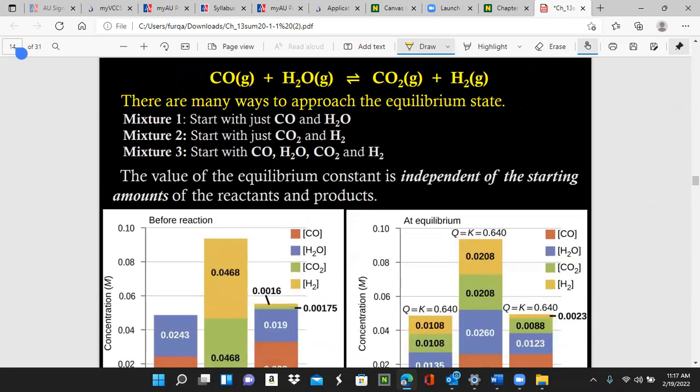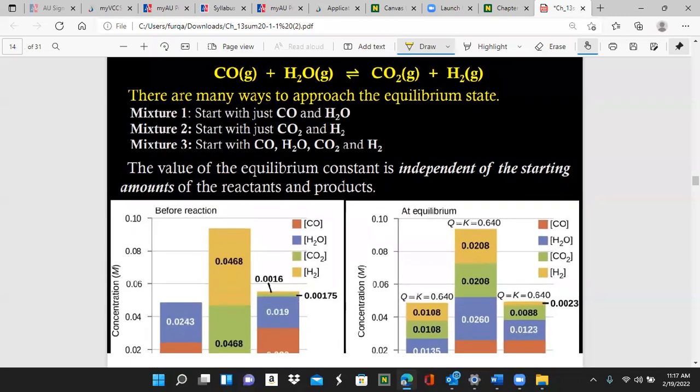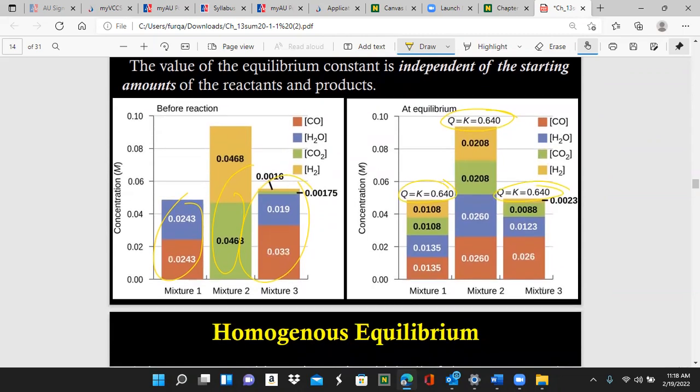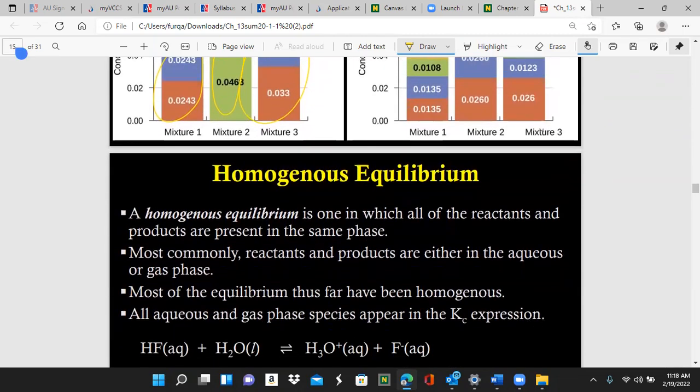This is again saying that the initial concentration has nothing to do with it. If you start with any amount of reactants or any amount of products or a mixture of any concentration of reactants and products, at the end, the equilibrium constant is going to be the same value. Concentration has nothing to do with the equilibrium constant's value.